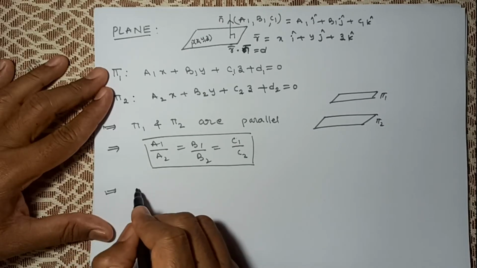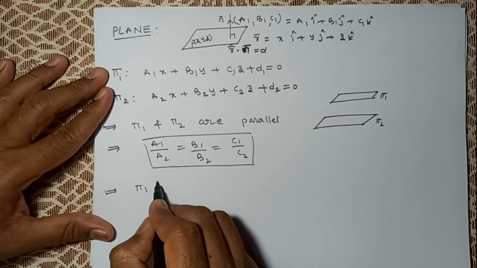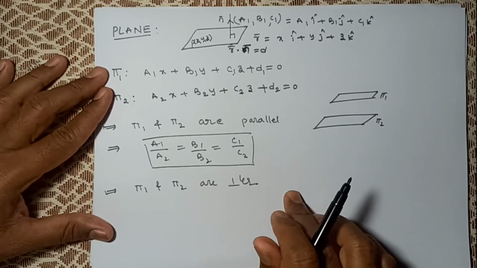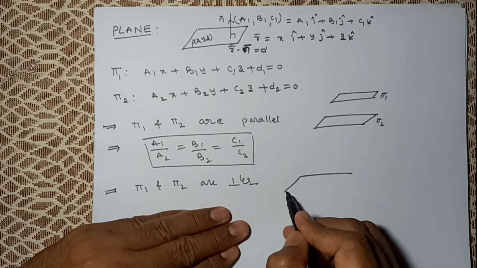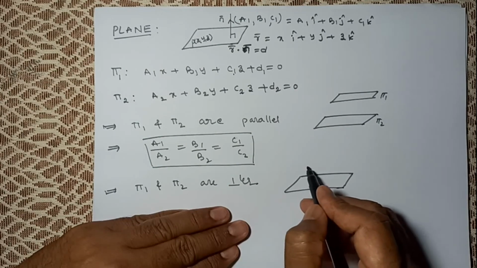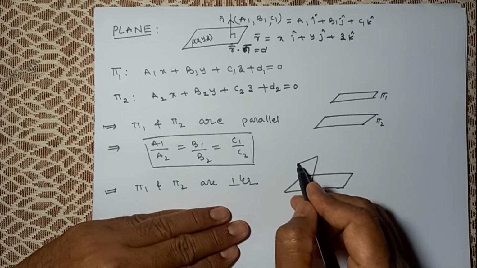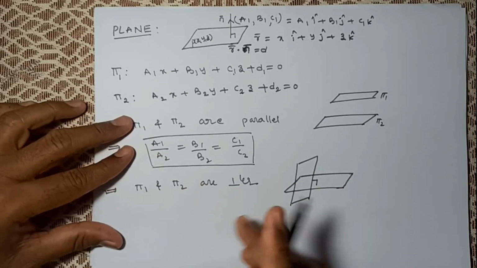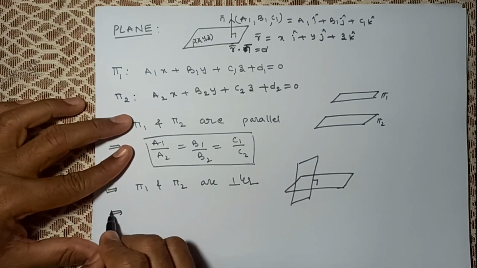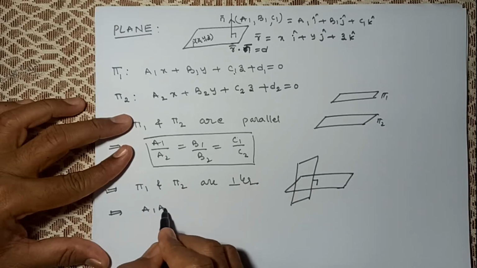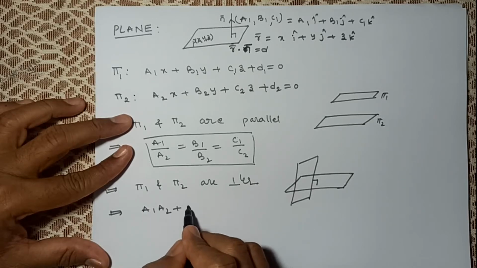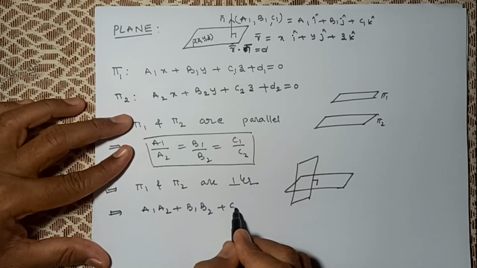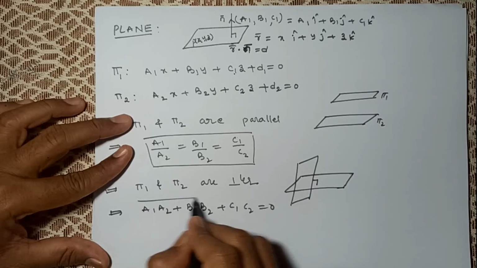And if you observe, plane 1 and plane 2 are perpendicular. These two are perpendicular, meaning two planes are perpendicular. Let this be one plane and another plane. If you take it like this, and these two are perpendicular, then the product of the a1 a2 DRs will be 0. a1 a2 plus b1 b2 plus c1 c2 is equal to 0.